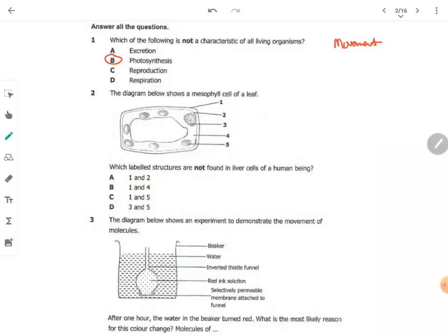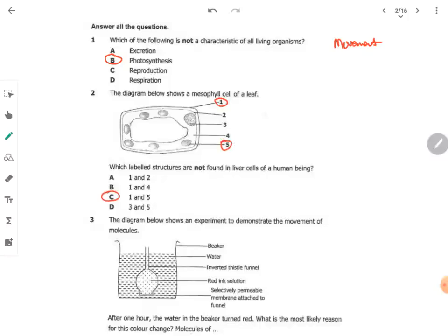Question 2 says, the diagram below shows a mesophyll cell of a leaf. Which labeled structures are not found in liver cells of a human being? Now, liver cells are animal cells. Which ones are not found in an animal cell? From here we can tell clearly that 1 and 5, 1 the cell wall, 5 the chloroplast, are not found in a liver cell.